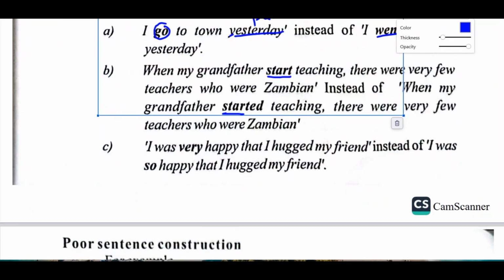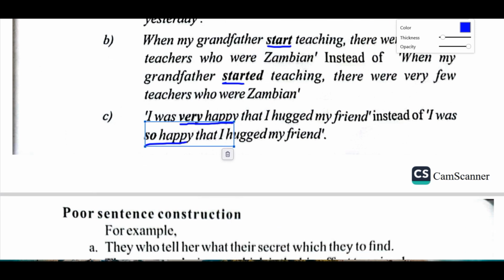I was very happy that I hugged my friend, instead of "I was so happy." So it's wrong to say "very happy." You are supposed to say "so happy." I know this is a most common mistake people make. So let's hope we've learned that.